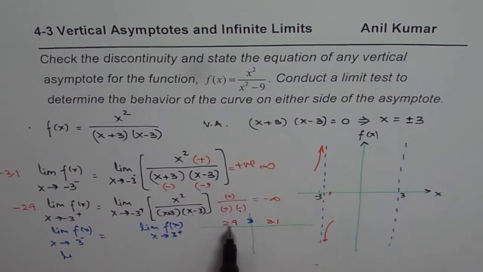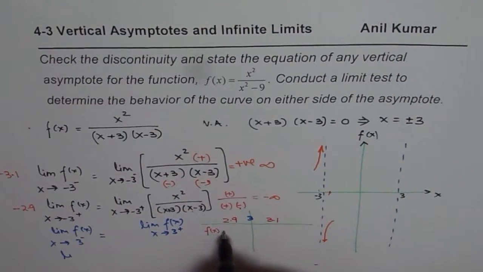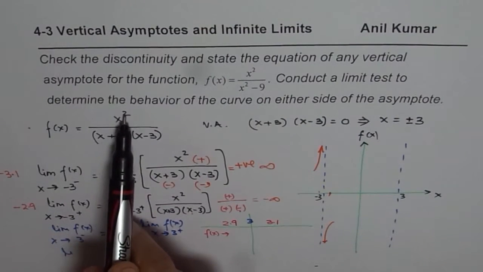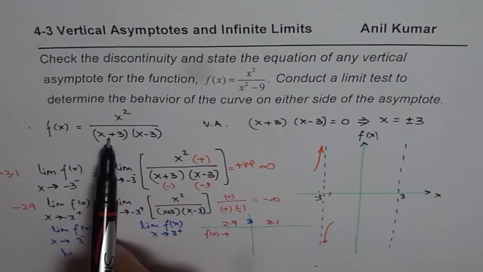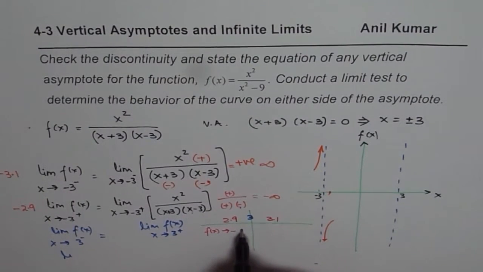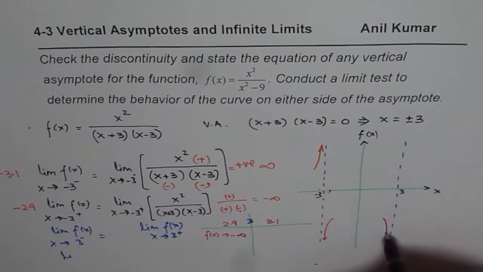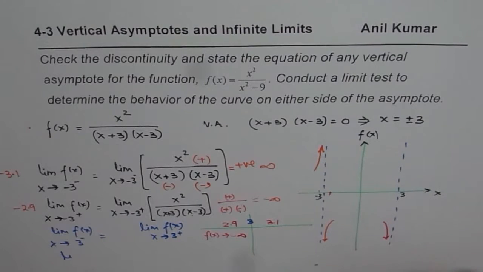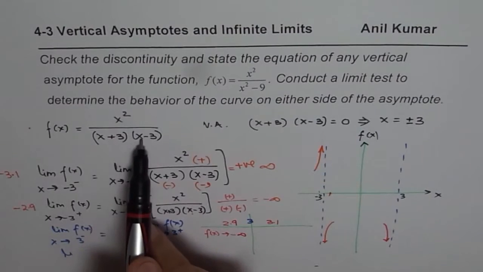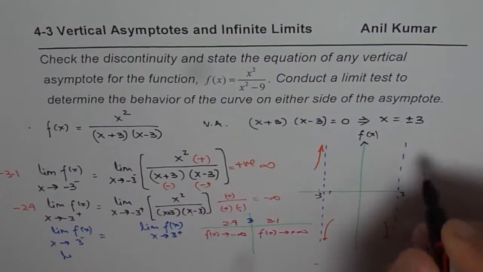If I substitute 2.9 in my function, the square will always be positive, this factor will be positive, however this factor will be negative. And therefore, we approach negative infinity. So when you approach from the left side, the function approaches negative infinity. Now if I substitute 3.1 in the function, then we have positive, positive, and positive. So f of x approaches positive infinity. So it'd be like this.